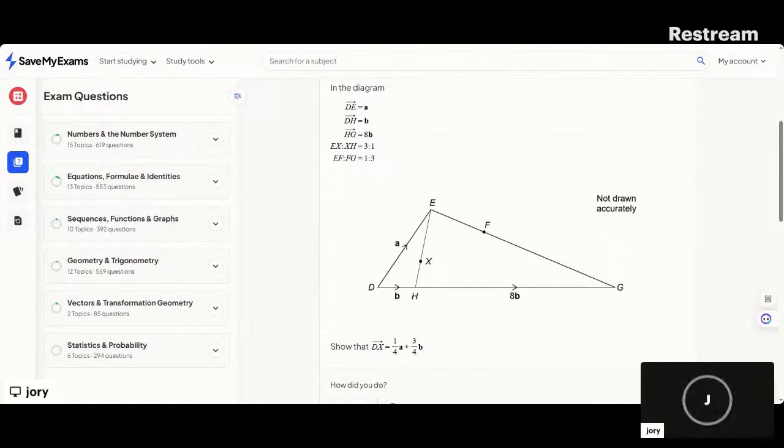And now we need DX. So DX, I don't need everything I wrote here. I wrote more than I need, but that's okay. DX equals DE plus EX equals DE is A plus EX, we just found it, 3B over 4 minus 3A over 4. So 1 minus 3 over 4 is 1. I don't have my calculator over here. Let me go get it real quick.